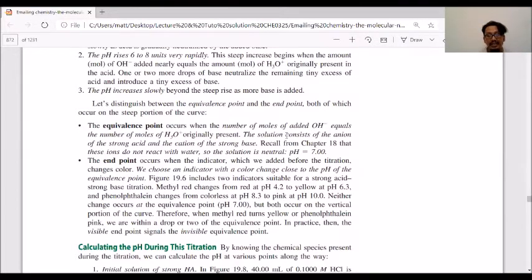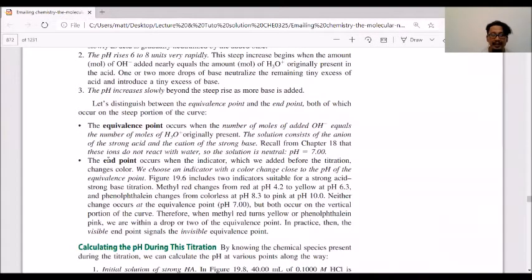Okay, the solution consists of the anion of the strong acid and the cation of the strong base, the salt. Recall from Chapter 18 that these ions do not react with water, so the solution is neutral, pH is 7. This is a neutral salt solution, because these ions do not react with water. You got it? Boleh faham? Alhamdulillah.